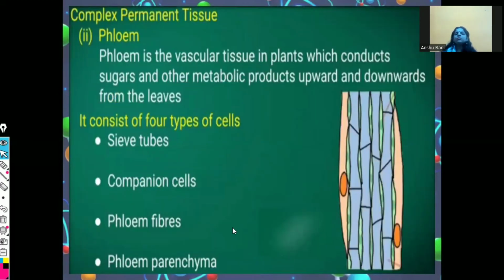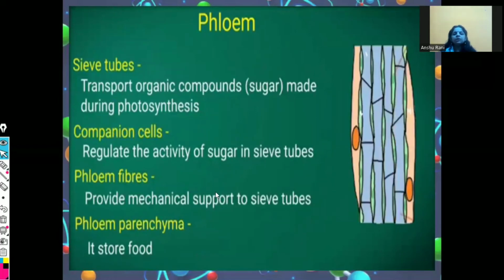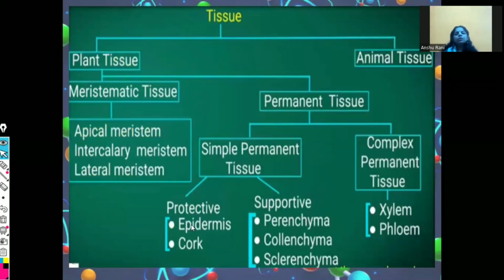Then phloem. Phloem is vascular tissue in plants which conducts sugar and other metabolic products upwards and downwards. From leaves, it gives the food to other parts. It has 4 types: sieve tubes, companion cells, phloem fiber, and phloem parenchyma. Sieve tubes transport organic material made during photosynthesis. Companion cells regulate the activity of sugar in sieve tubes. Phloem fiber provides mechanical support to the sieve tubes. Then phloem parenchyma. Parenchyma क्या करता है? It stores food.